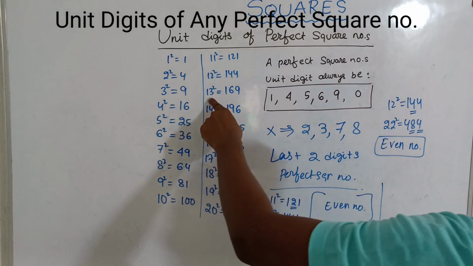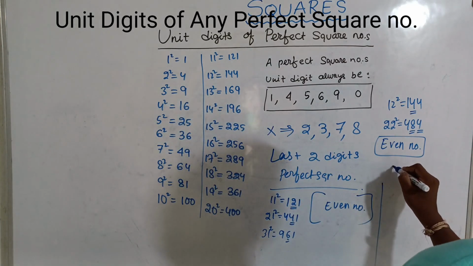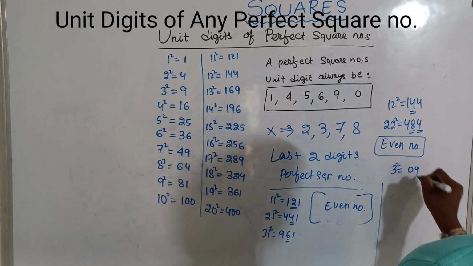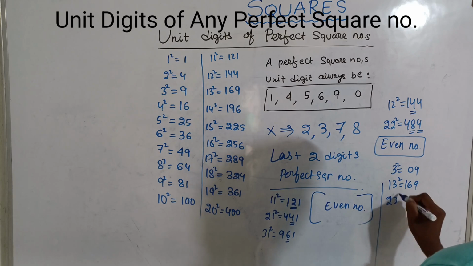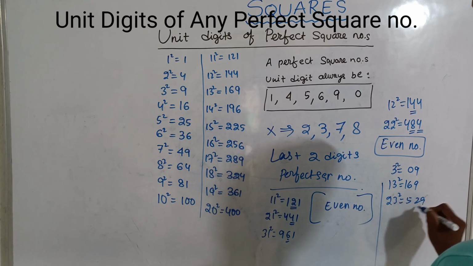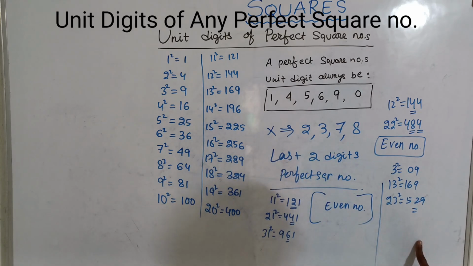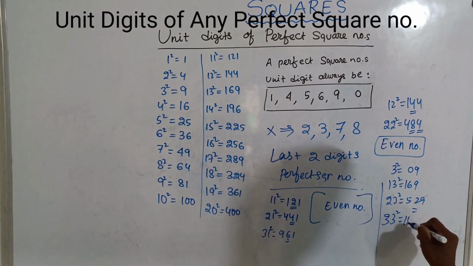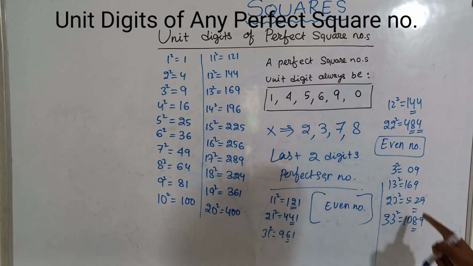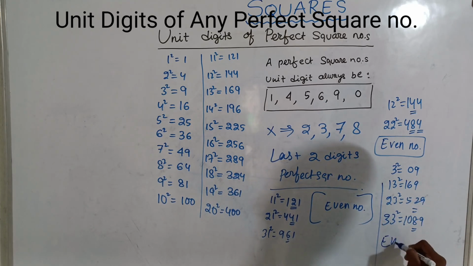And look at this, 3. That means 3 squared is 09, 13 squared is 169, and also 23 squared is 529. Here also the tens place is an even number. I want to find out 33 squared, 1089. Here also 8, 0, 6, 2, 9. These are also even numbers.